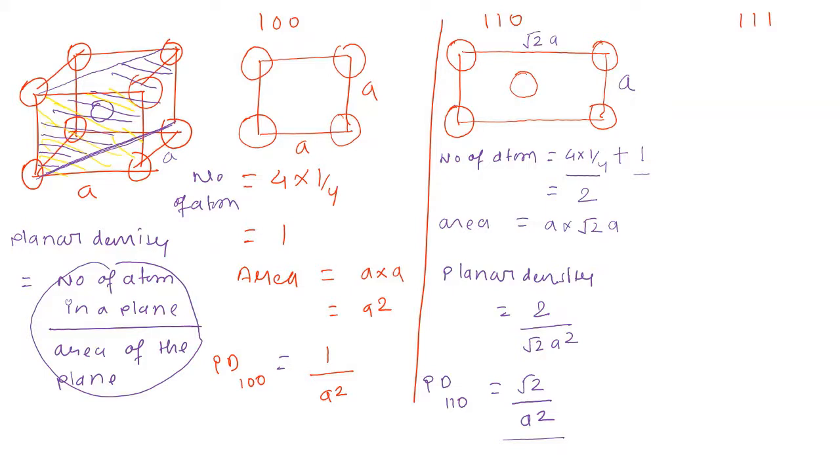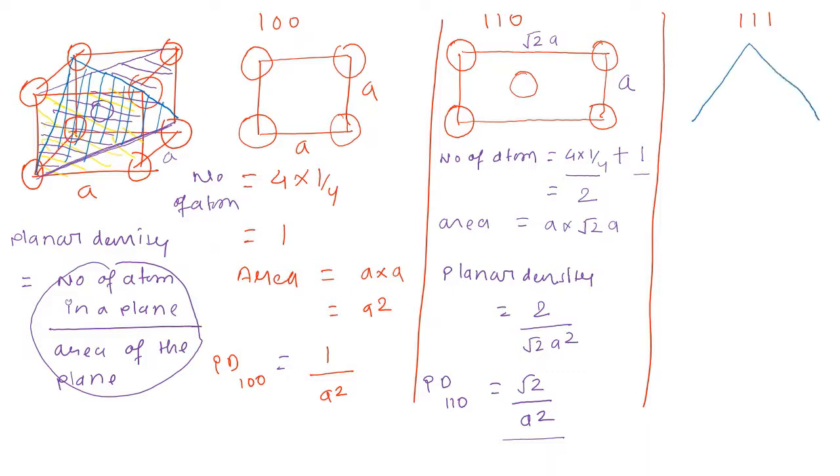Now we will calculate for the 111 plane. Let me highlight the 111 plane maybe with a different color. Here, this is our 111 plane. Let me draw some hatching here. The triangular shape which we are observing in a unit cell is our 111 plane. Actually, it is an octahedral plane. So this is the 111 plane.